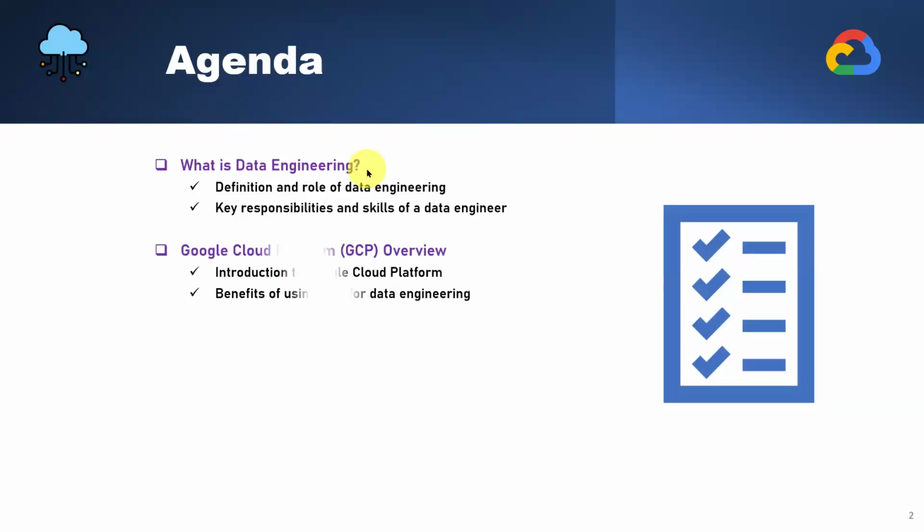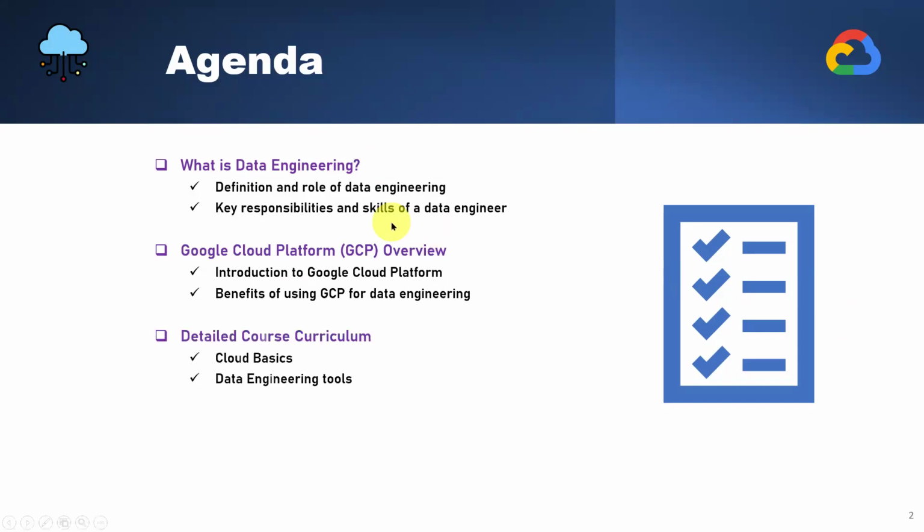And after that, I will talk about what is Google Cloud Platform. We must understand what is Google Cloud Platform and what are the benefits of using it. We will try to see. And then we will talk about the detailed course curriculum. What is the course curriculum and what are the topics that we are going to cover in the entire session for the next 2.5 months? Let us try to understand in the third topic.